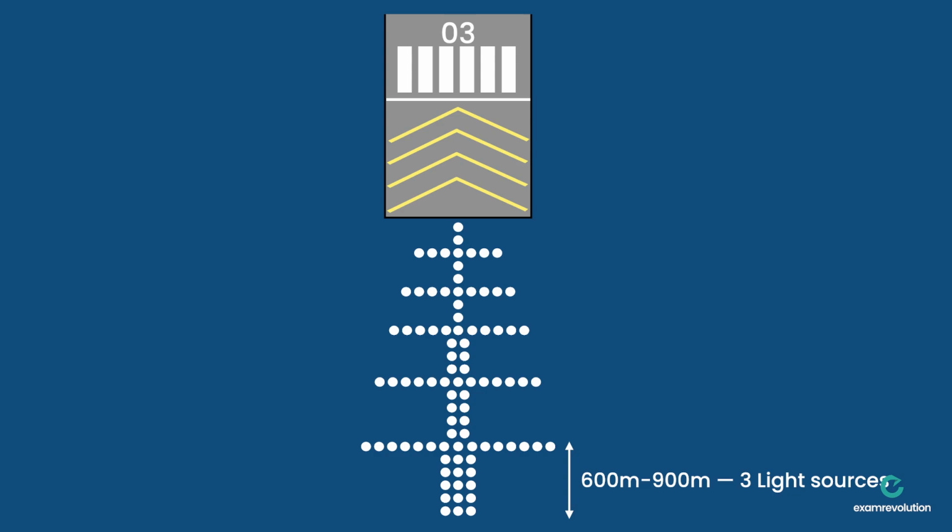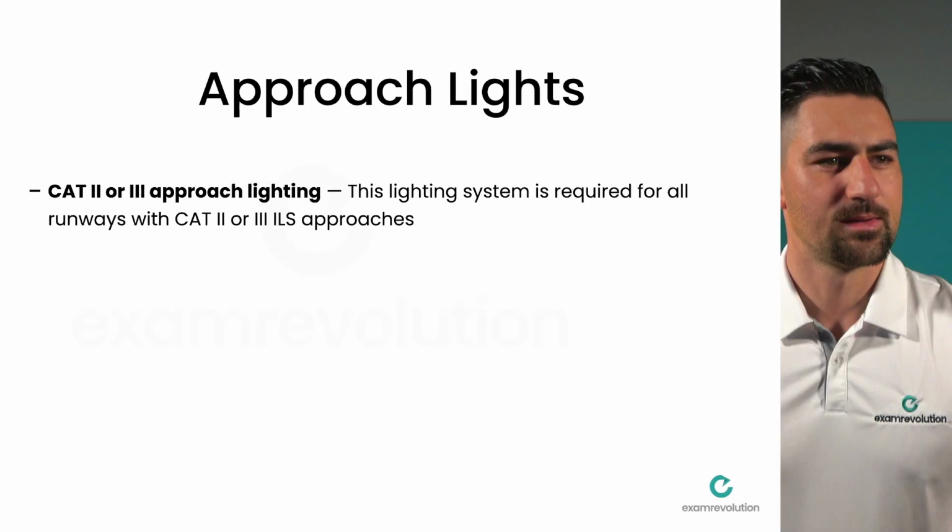And then from 600 meters to 900 meters, so the last 300 meters of the approach lighting system, you can see there are 3 light sources. The middle row is now 3 lights next to each other. Okay, and that's what I meant with that.